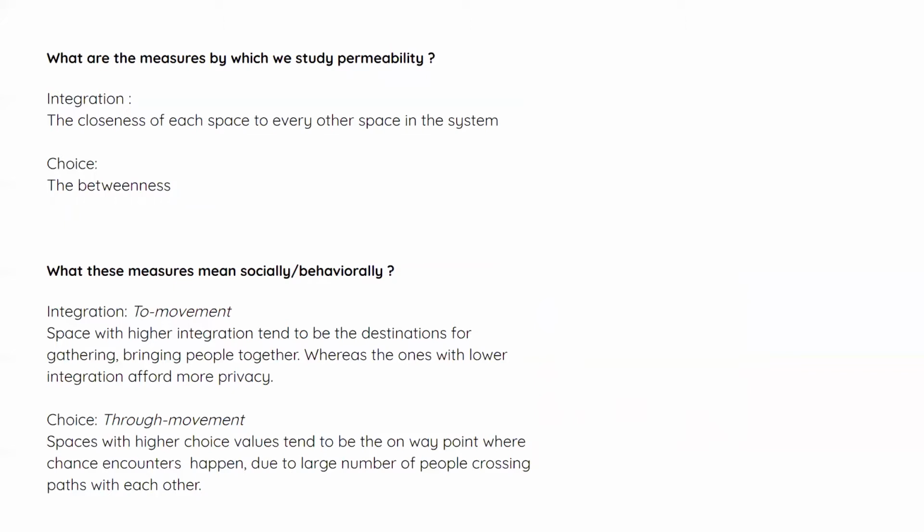Choice is the betweenness of a space, or how likely a space is to be passed through on all shortest routes from all spaces to all other spaces in the entire system. Socially, choice can be said to indicate through movement. Spaces with higher choice values tend to be the on-the-way points where chance encounters happen due to the large number of people crossing paths with each other.